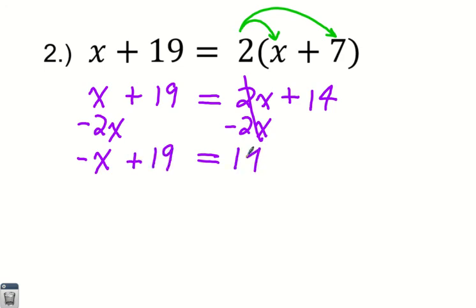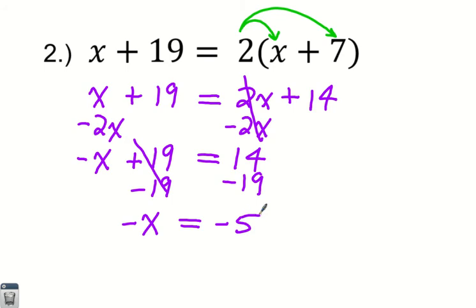Over here, we just have a 14 now. And so now, looking to get x all by itself, we get rid of that plus 19. And so we have negative x equals, what's 14 minus 19? Negative 5. Okay, I kind of wanted to get to here.